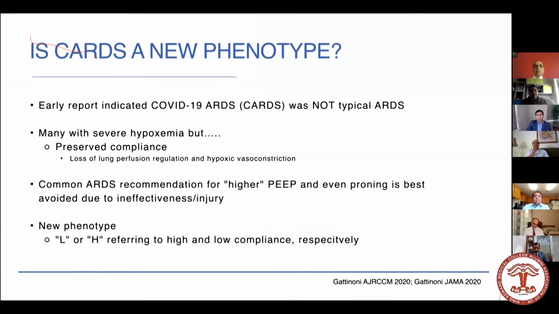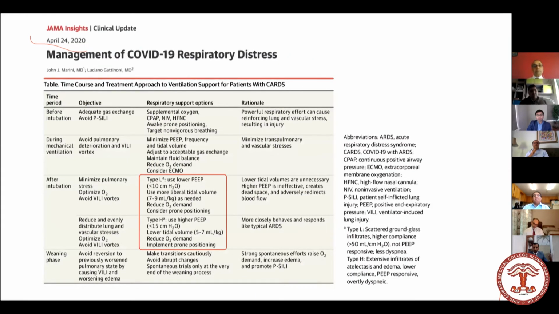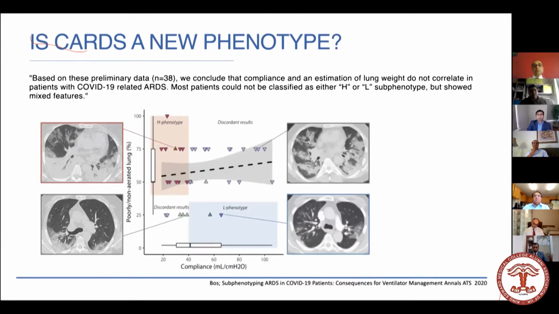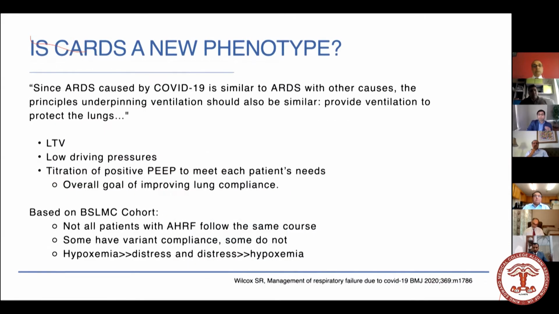Is COVID ARDS a new phenotype? There are early reports that there may be two phenotypes, one is L and one is H, which is based on compliance. There was some data from John Marini and Italy where they talked about ventilator strategies for that. But there are studies after that which suggest that it's more of a spectrum, and it's really hard for us to differentiate which phenotype the patient is. So for most of the US societies and our centers, what we do is we just use ARDS guidelines, which is low tidal volume, low driving pressure, and the titration of PEEP to meet each patient's need.